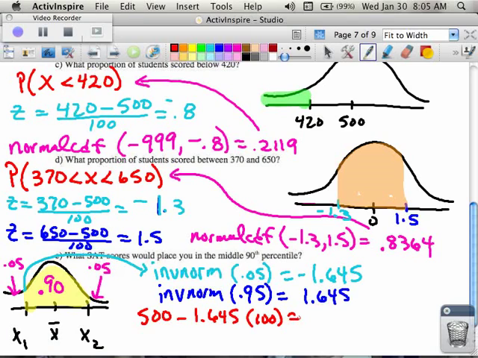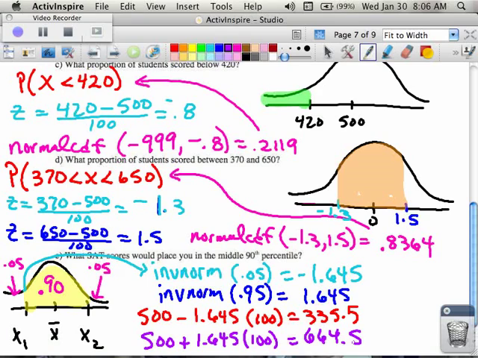335.5. The next z-score, or sorry, the next score, pardon me, would be the same thing but with a plus in between. I take my mean, because I'm at 500 for the mean score, and this time I'm moving 1.645 standard deviations to the right or above that, and each standard deviation is 100. So I multiply that by 100 to see how big of a score I jump, and when I do that, I get 664.5.